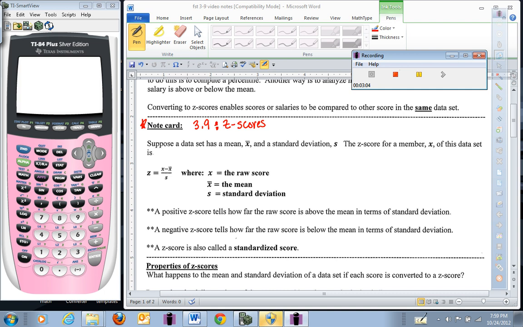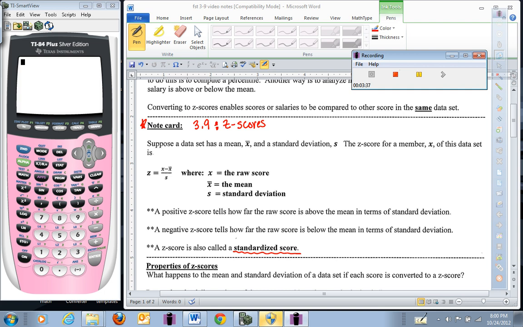Okay, a positive z-score then would tell you how far the raw score is above the mean in terms of standard deviation, and a negative z-score tells you how far below the mean the score is in terms of standard deviation. So how many standard deviations above or below. A z-score is also called a standardized score.